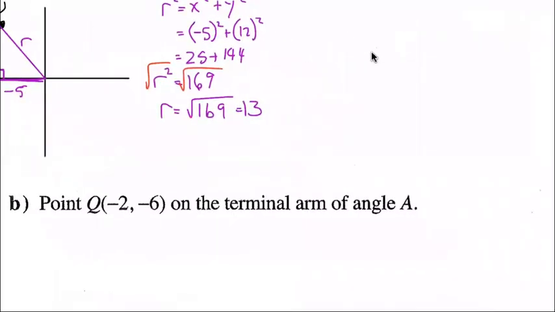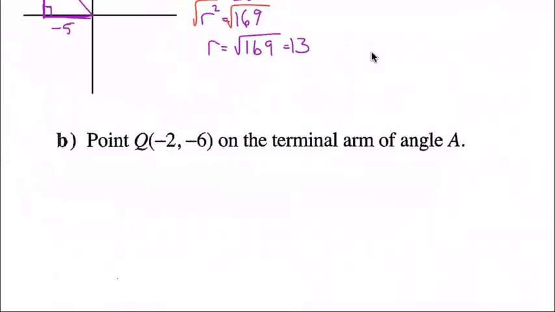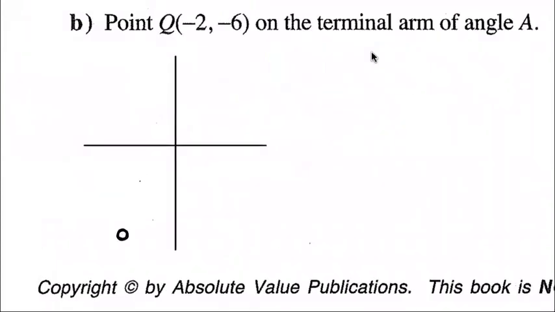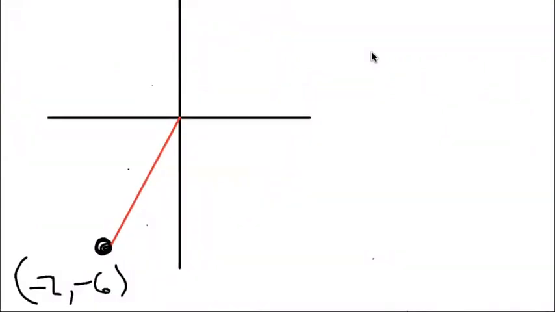In example B, the point -2, -6 is on the terminal arm of angle A. So again, we draw our coordinate grid and plot our point, -2, -6, somewhere down here maybe. And we draw our angle. We need to calculate values. I know that this is going to form my right angle triangle here. This is going to be -2, this would be -6, and we need to find r.